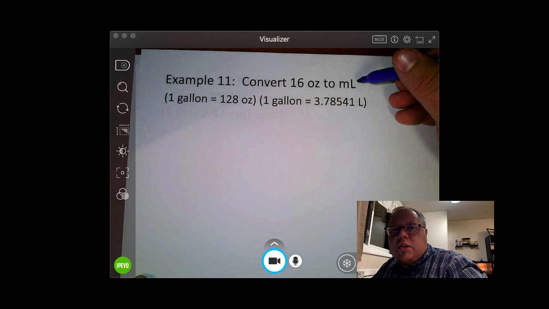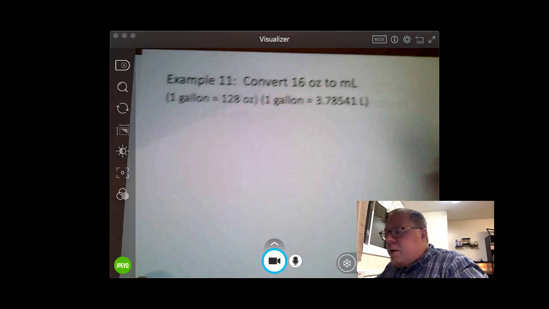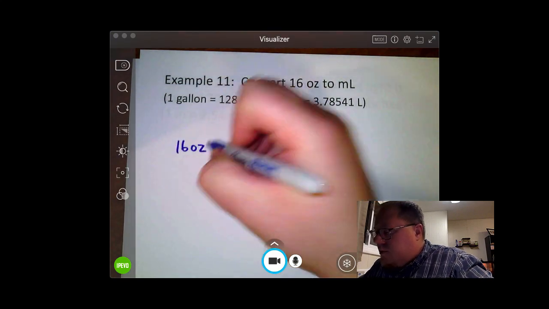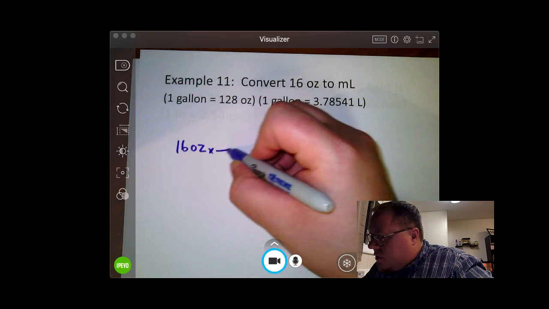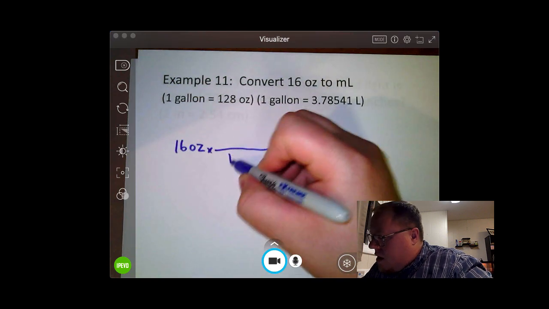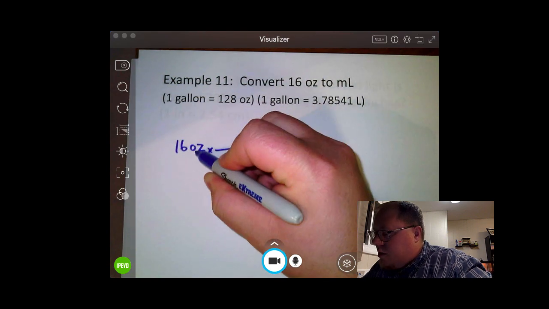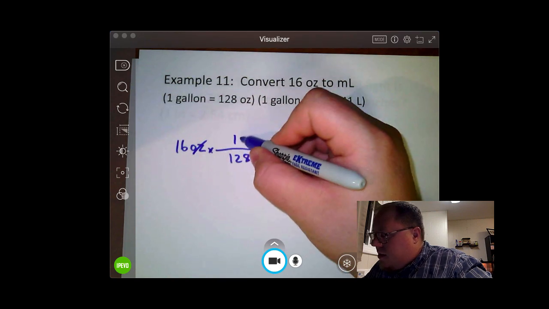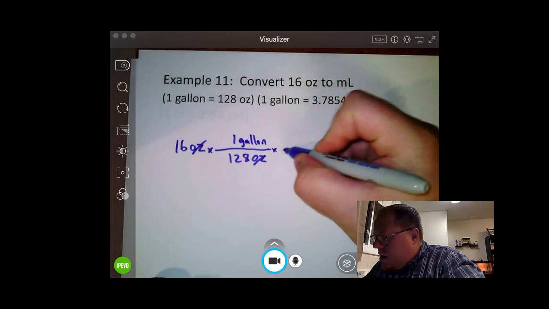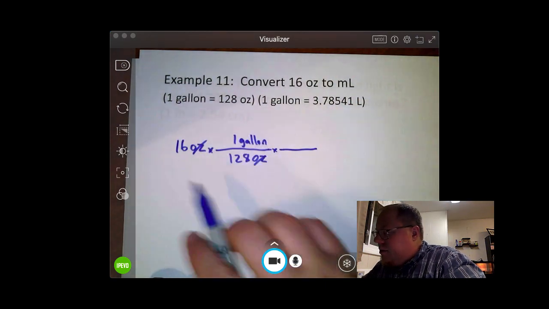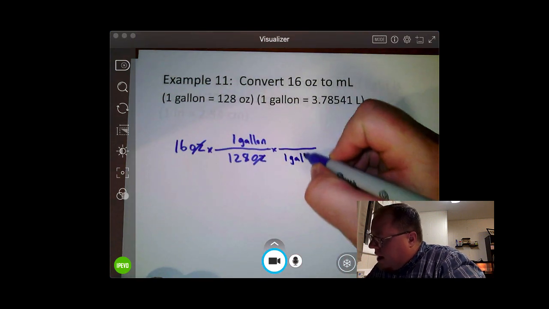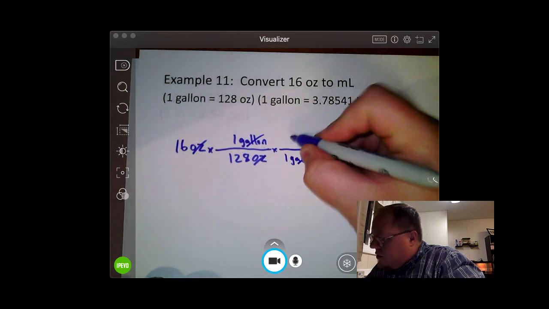And then I know in the metric system how many milliliters are in a liter. So this is going to be a little bit long here. So I'm going to start with what I'm given. Always start with what you're given. 16 ounces. And I'm going to use the conversion with ounces in it. 128 ounces is equal to a gallon. So I'm going to put the 128 ounces on the bottom, so that'll be ounces divided by ounces. And then that's equal to 1 gallon on top. Okay, so that's my first part. Next, when I get rid of this gallon, I have gallon here, and that equals liters. Okay, so I'm going to put this 1 gallon on bottom so that it cancels.